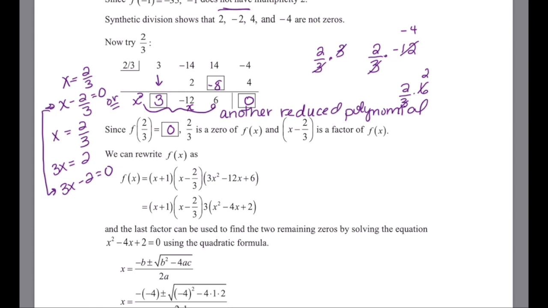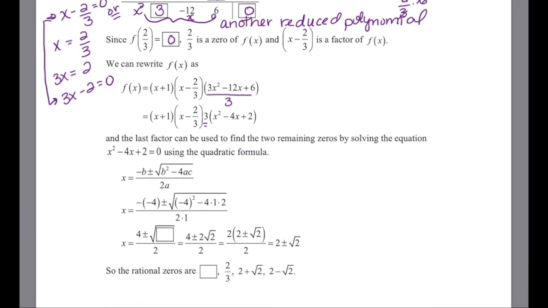And now we have a new reduced polynomial as 3x squared minus 12x plus 6. We see that they're all divisible by 3. So I'm going to factor out 3, which leaves me with another new reduced polynomial of x squared minus 4x plus 2. We have 2 more that we need to find. These potentially could be complex, or they could have square roots, or excuse me, decimals that are not nice fractions. I cannot factor this. I don't see anything that multiplies to 2 and adds to -4.